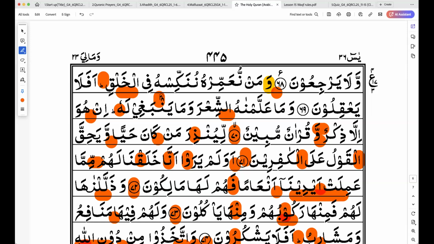And what stroke would alif carry if it's read separately? Fatha, because the next letter is the lam sakin. And what about the rule over here? This is Madd because there is alif after lam. Okay, that's good, mashallah.